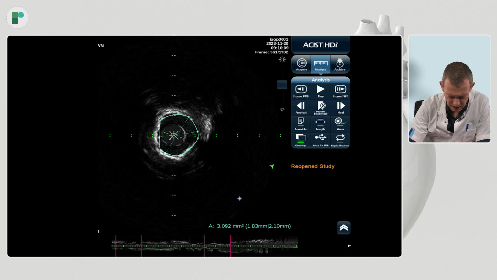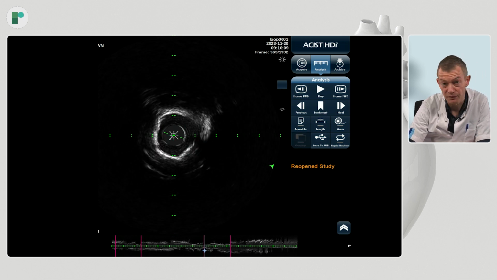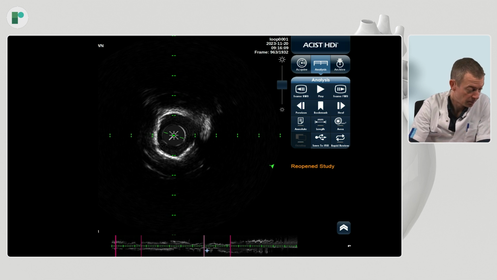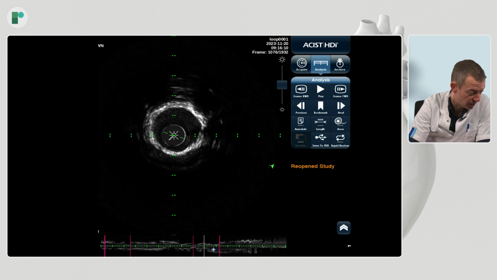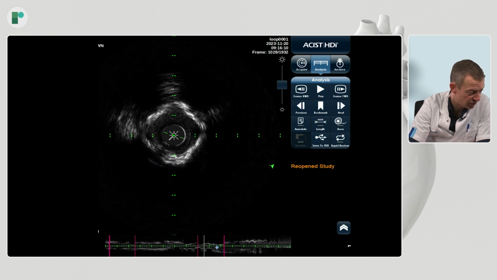Area 3.9, so that is small. Specifically, if you consider this is a proximal LAD. So here the reference is obviously not 5 of the very distal LAD, but much larger, which is a healthy part in the proximal LAD. So you see here a lot of calcium, concentric.